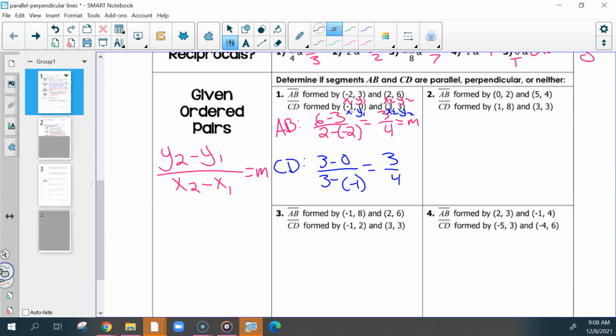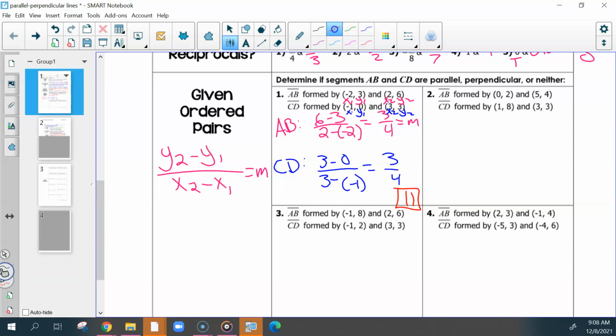So at the bottom, I'm going to draw the parallel. Oh, I didn't put the perpendicular symbol. I would draw the parallel symbol, or you can write out parallel. So you find what the slopes are, and then you compare them.